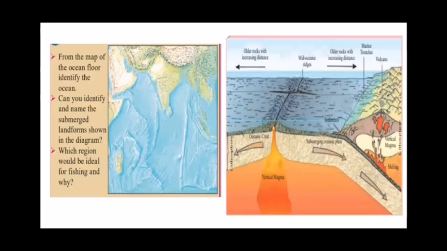Next is, can you identify and name the submerged landforms shown in the diagram? So if you see, we can see some of the lands that are under the water. So the first one is the island we can see here. Okay, we can see the island here.